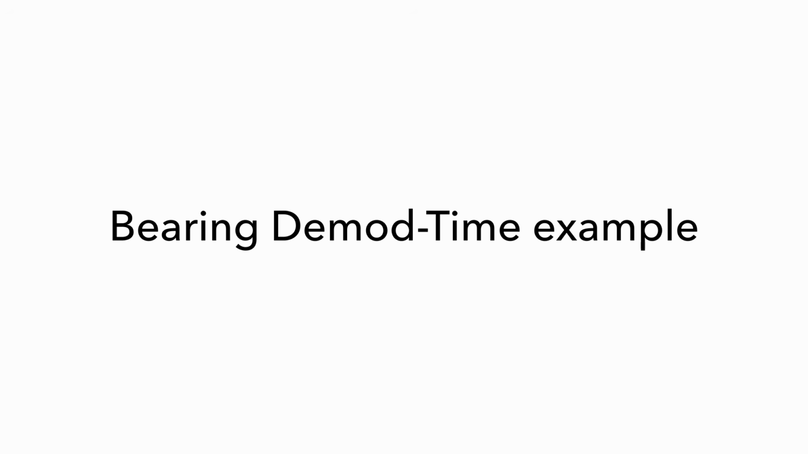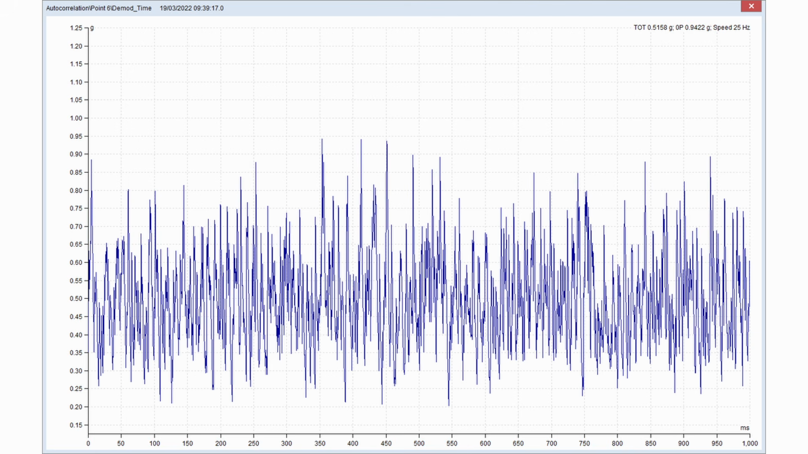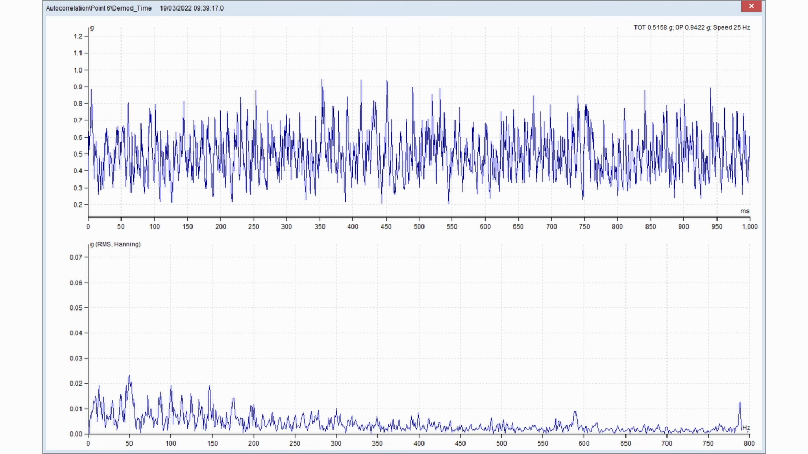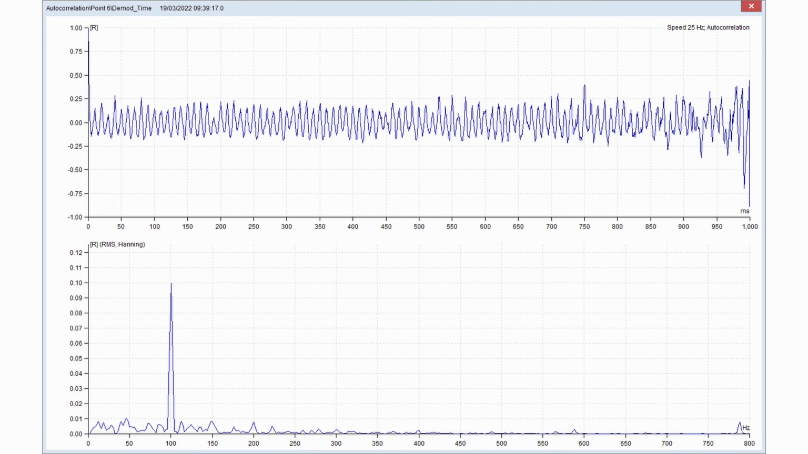Autocorrelation may also be useful in evaluation of bearings. This is what a demodulated time signal measurement of a faulty bearing looks like. The frequency of the fault present may not be visible in the signal or in the demodulated spectrum. But if we apply autocorrelation to this measurement, we see a sine wave in the demodulated time signal and the corresponding peak in the demodulated spectrum.